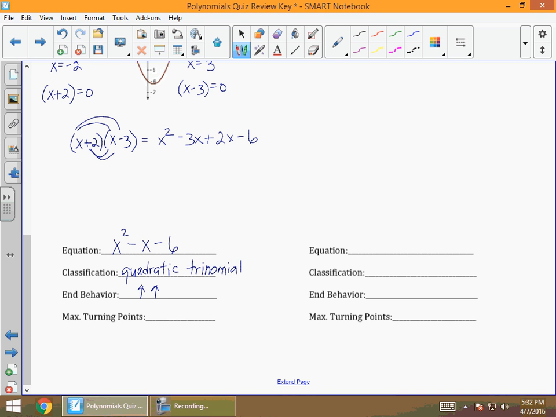And the maximum number of turning points. This one is a great one, and I really hope you are watching this video, because the maximum number of turning points is found by taking the highest power minus 1. So highest power, and I just subtract 1 from it. So in this equation, my equation is x squared. So the highest power is power 2, and 2 minus 1 is 1. So there are at most 1 turning points.